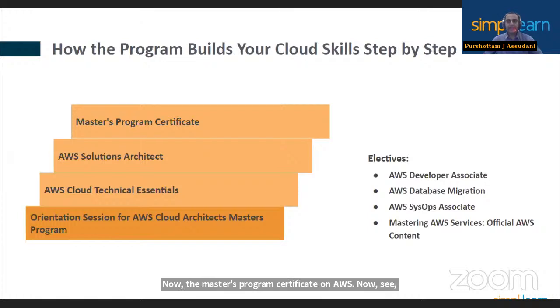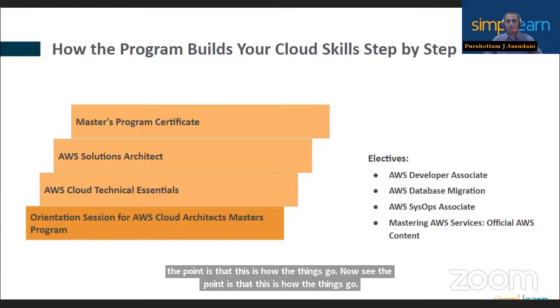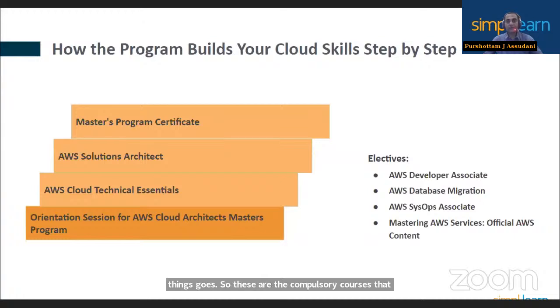But there are electives also, which you can opt for if you are interested. Now, out of the electives mentioned here, you can go for one or all of them at no extra cost. So the electives that are there for you are AWS Developer Associate. That's basically there if you are into the development area or you are interested in becoming a developer on AWS, you should go with this course then.